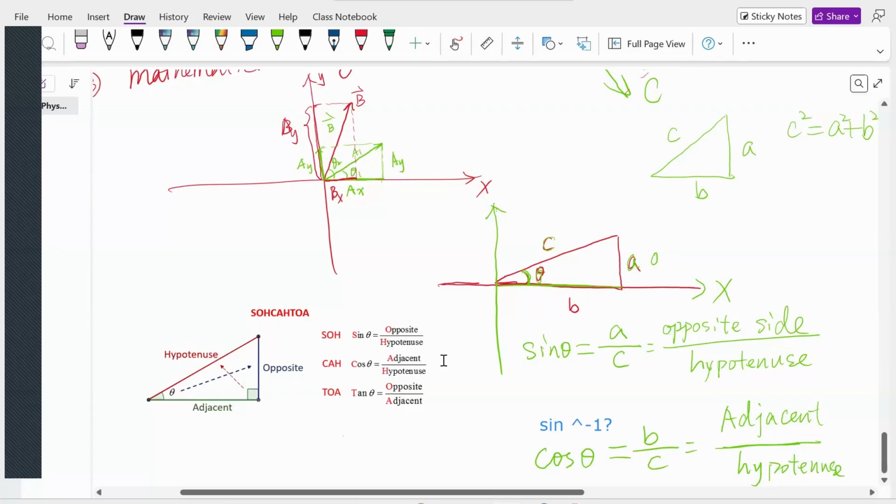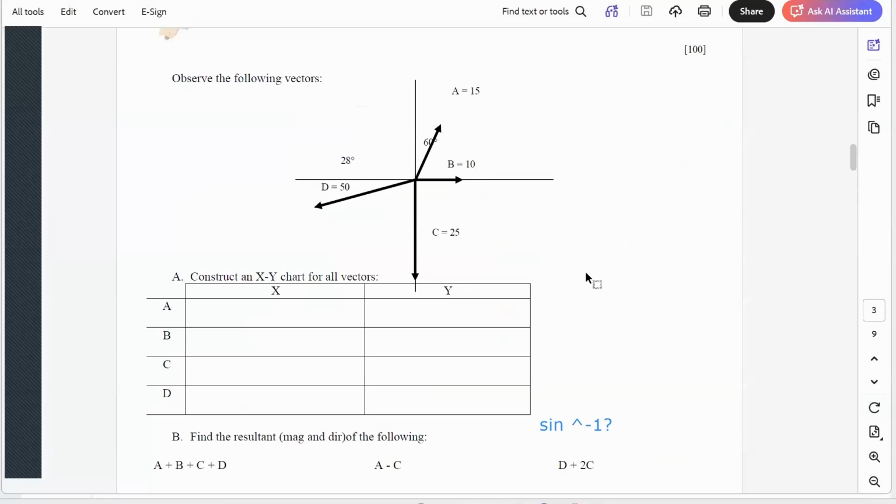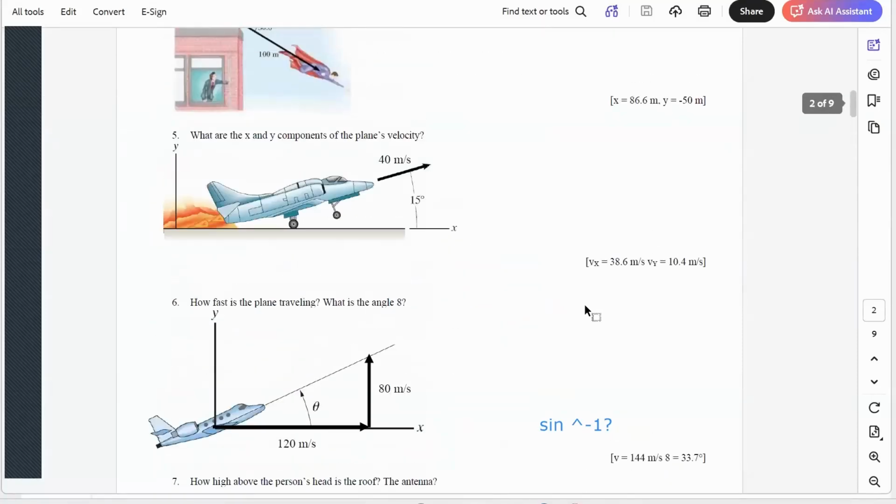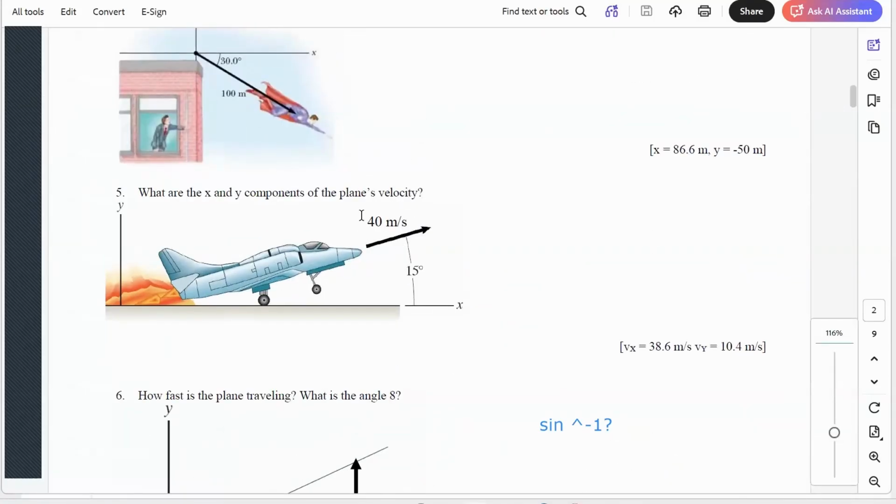Okay. So in this case, I'm going to give you some questions to work on. Let me give you some questions about these components, right? Abner, you can read the question. What are the x and y components of the plane's velocity? So this is V, right? The velocity is 40 meters per second. So how do you find the x component? And this will be your y component.